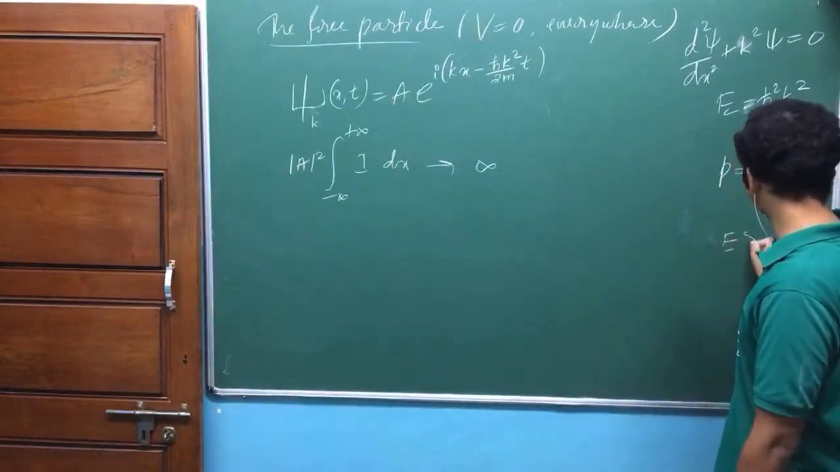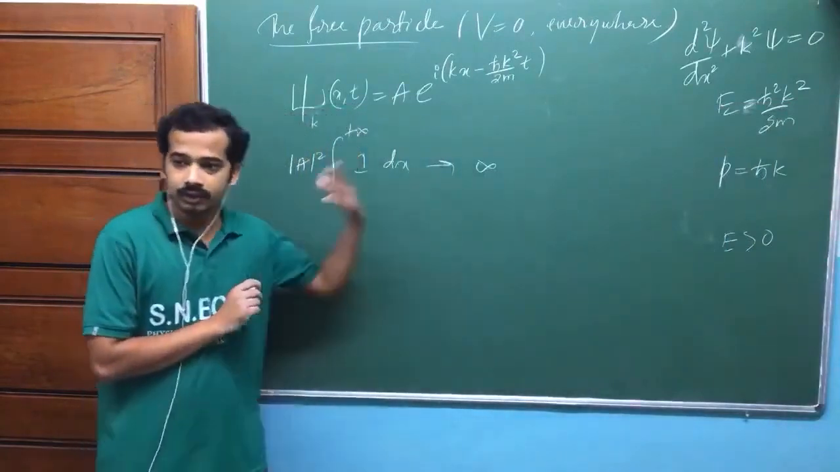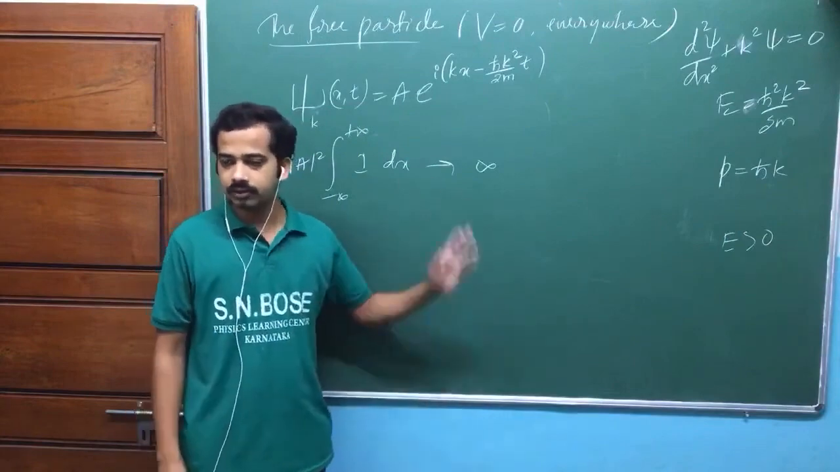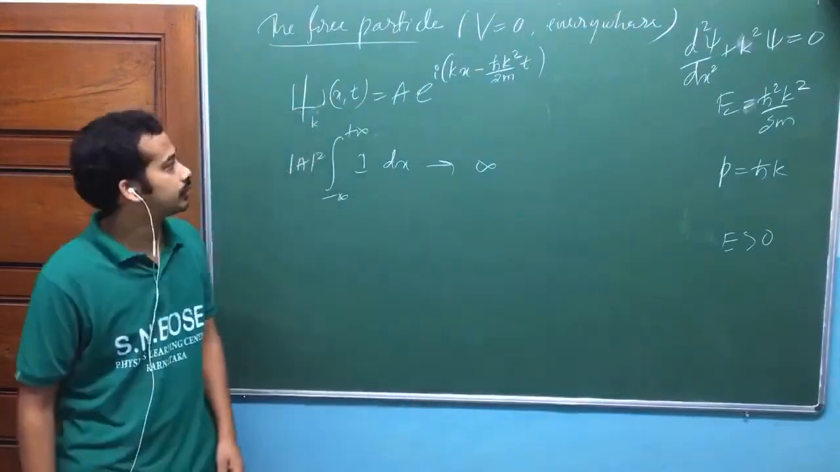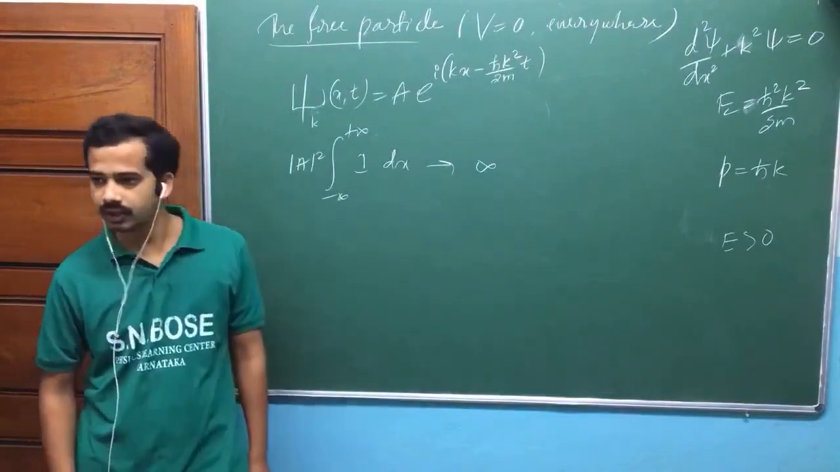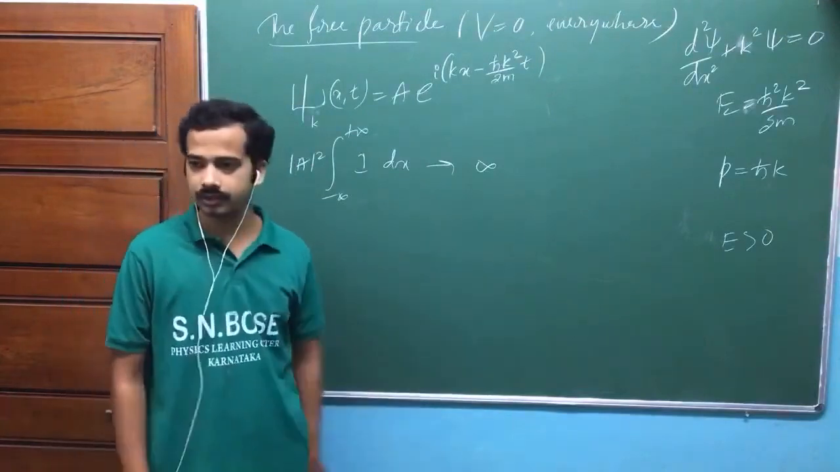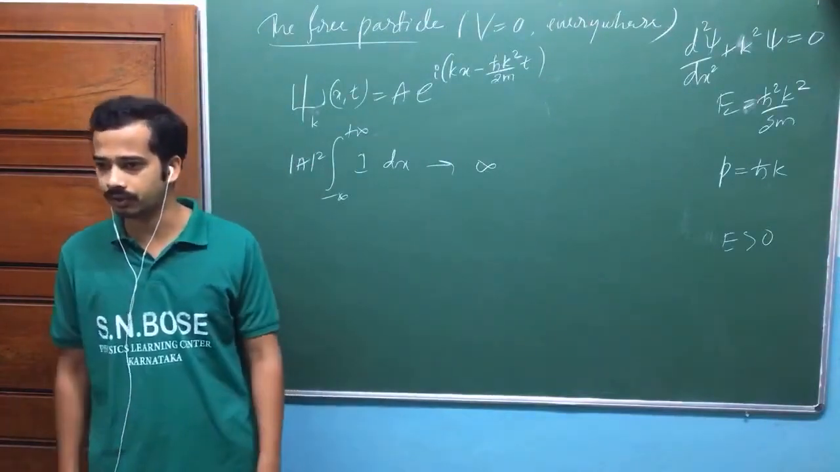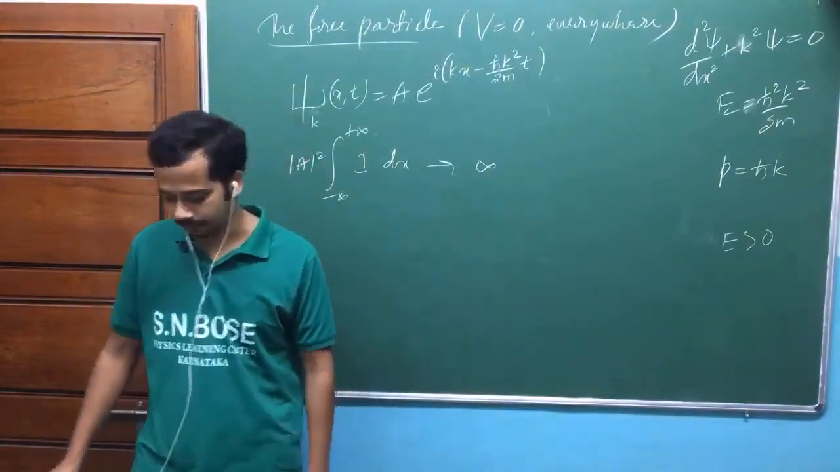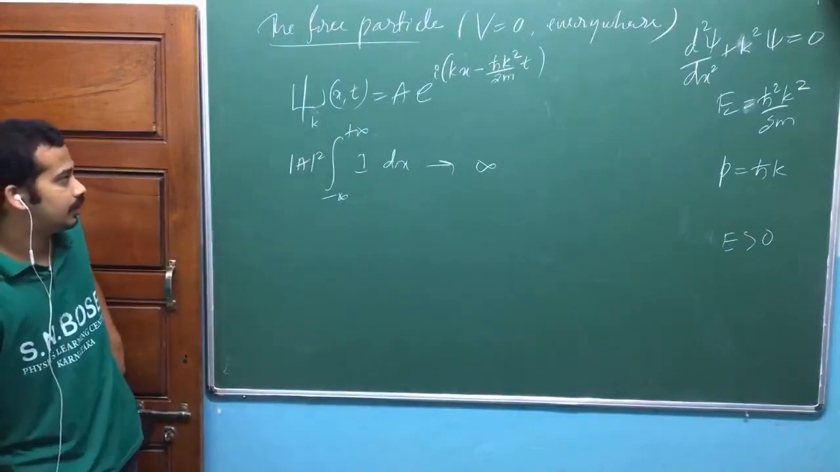Energy is greater than 0. I am talking about energy greater than 0 only. Is that okay? But even though energy is greater than 0, for a free particle, it turns out that the solution of the Schrodinger equation is not normalizable. Hence, it is physically unacceptable. If it is not normalizable, we can't do any probabilistic interpretation. We can't find any average values.